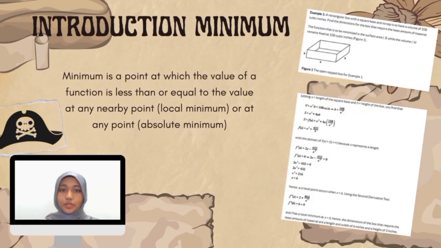Minimum is a point at which the value of a function is less than or equal to the value at any nearby point, which is a local minimum, or at any point, which is an absolute minimum.